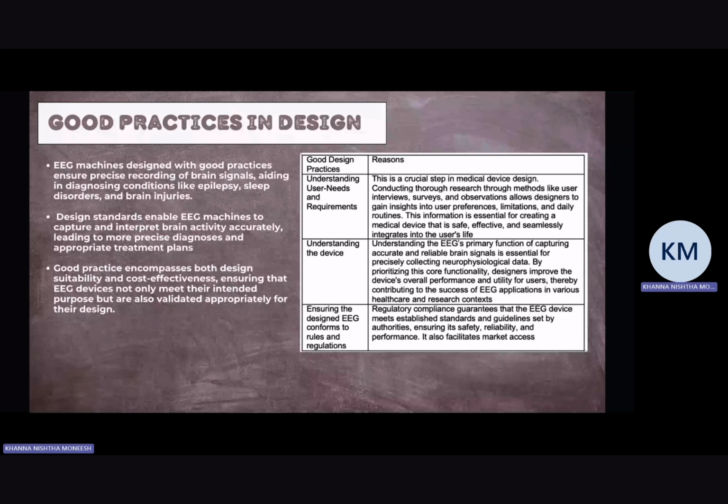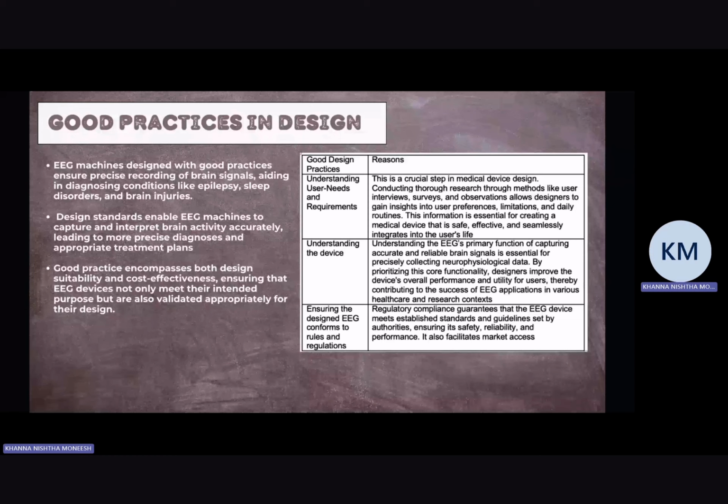Now we will move on to good practices in design. EEG machines designed with good practices ensure precise recording of brain signals, aiding in diagnosing conditions like epilepsy, sleep disorders, and brain injuries. Here are some examples of good design practices. Firstly, understanding user needs and requirements.